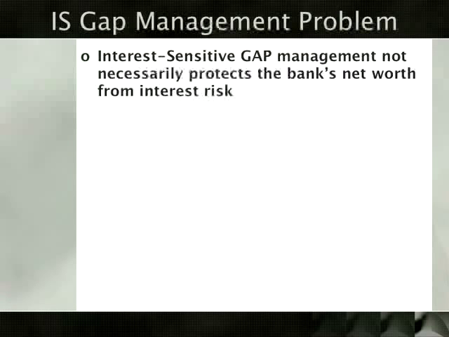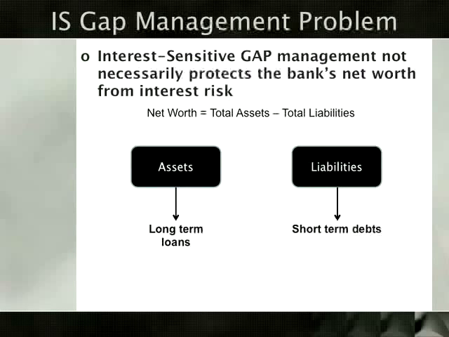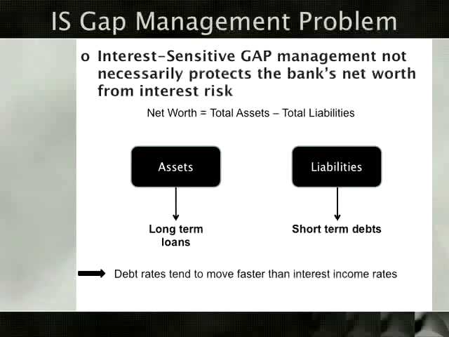Even though it is a good way to deal with interest rate risks, interest-sensitive gap management also has some problem. It doesn't fully protect the bank's net worth from interest rate risks. To look at this, we have net worth equal to total assets minus total liabilities. However, assets are used to make long-term loans while liabilities are borrowed from short-term debts. So when there are changes in the market, debt rates tend to move faster than interest income rates, and it reduces the bank's net worth.